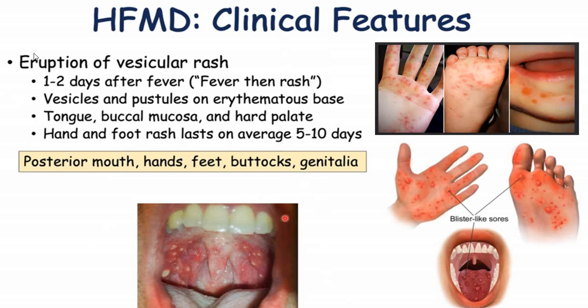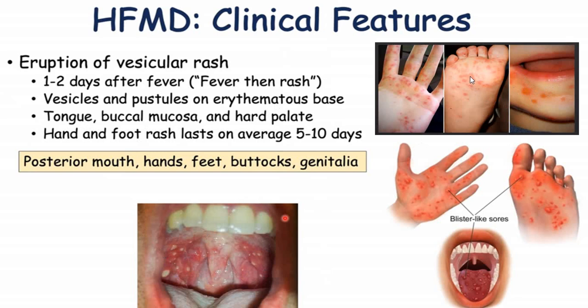So, eruptive vesicular rash, 1 or 2 days after the fever. So fever is followed by a rash, which is mainly vesicular or pustules on an erythematous base. So we call it an erythematous rash. Mainly seen over the tongue, this is the tongue region, buccal mucosa and hard palate. And you can see the perioral region also.